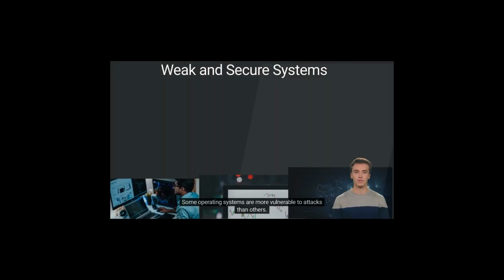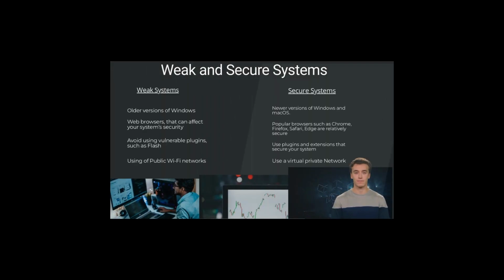Some operating systems are more vulnerable to attacks than others. But which of them are secure and which are weak? For example, older versions of Windows are often targeted by malware and other attacks, while newer versions of Windows are usually more secure. The web browser you use can also affect your security. In general, the most popular browsers like Chrome, Firefox, Safari, and Edge are relatively safe as long as they're updated with the latest security patches.